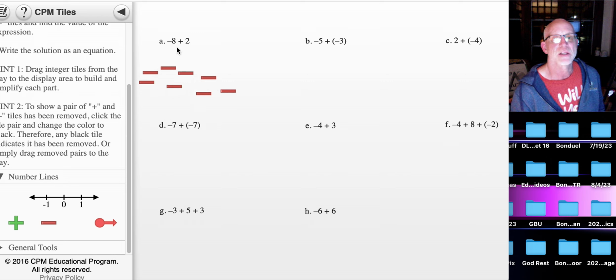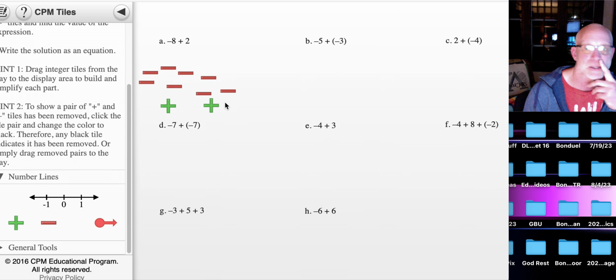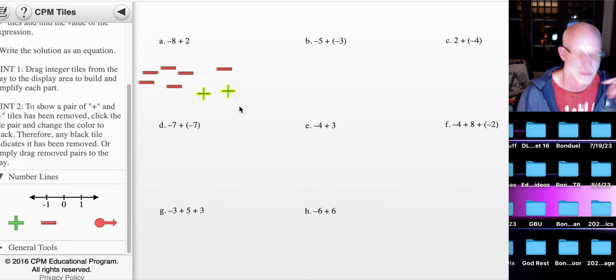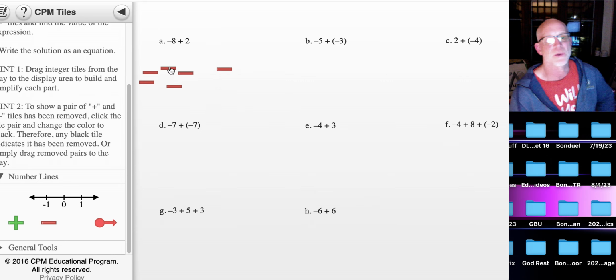So what does that equal? Well, one thing we're talking about is when you have a positive and a negative, that makes a zero pair. So I can get rid of those 2. And what do we have left? 1, 2, 3, 4, 5, 6. 6 negatives, or -6. Does that make sense? All right, so you can use these pluses and minuses. You can also use the yellow and red discs.